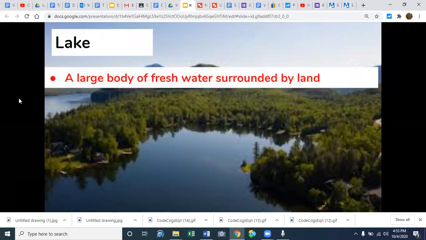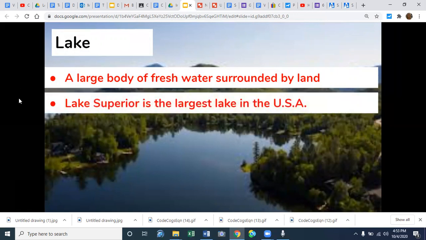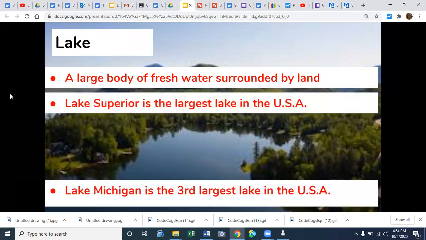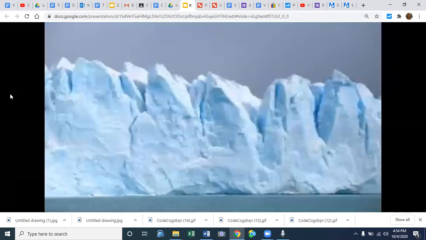A large body of fresh water surrounded by land is called a lake. And notice that it's fresh water. That means there's no salt in it. Lake Superior is the largest lake in the USA, and that's only about a 6-hour drive for us. So we're pretty lucky to have all these lakes right around us. And Lake Michigan itself is the 3rd largest lake in the USA. So we're pretty lucky to have Lake Michigan as well.